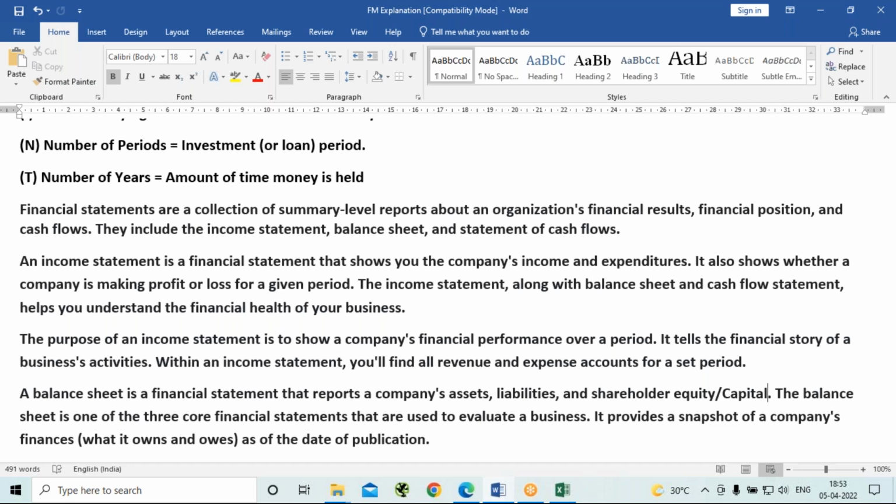The balance sheet is one of the three core financial statements that are used to evaluate a business, and it provides a snapshot of a company's finances, which says what it owns and what it owes as of the date of publication. So we are going to see this balance sheet as our marks card. What is our performance for this particular period? So we are doing this calculation. Let's see how we do this calculation.